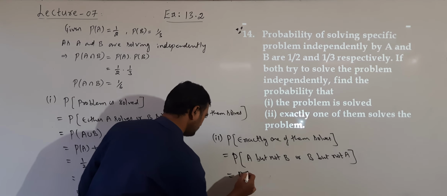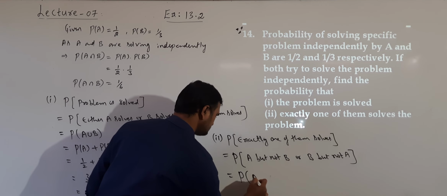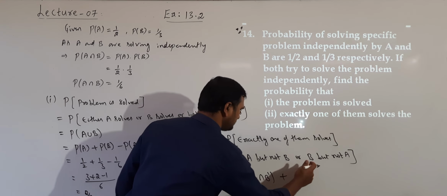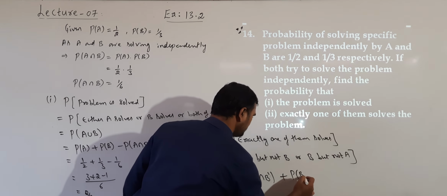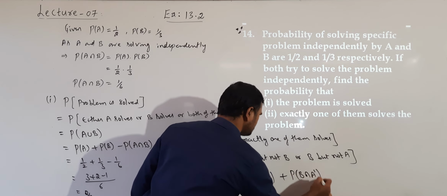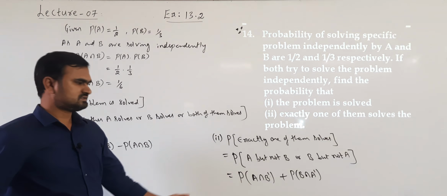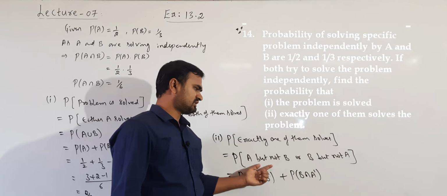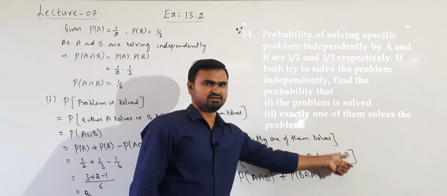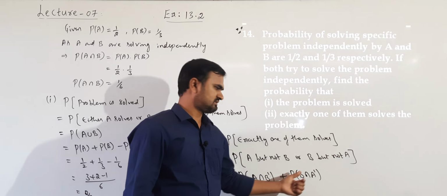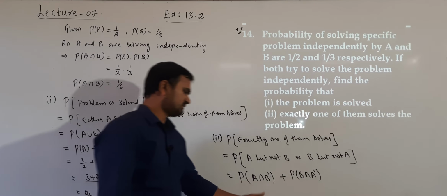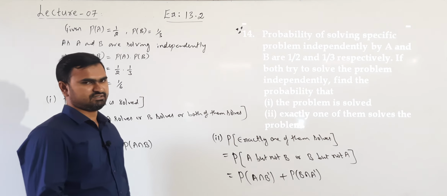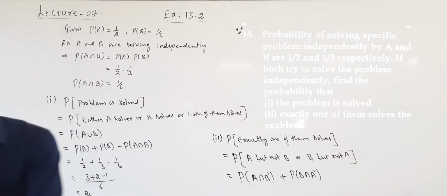So it can be written as the probability of A but not B, which means P of A intersection B dash, plus B but not A, which means P of B intersection A dash. Okay. Since these events are mutually exclusive, A solves but not B, B solves but not A, I can write the sum of these probabilities. So A intersection B dash or B intersection A dash. So let us find these two.